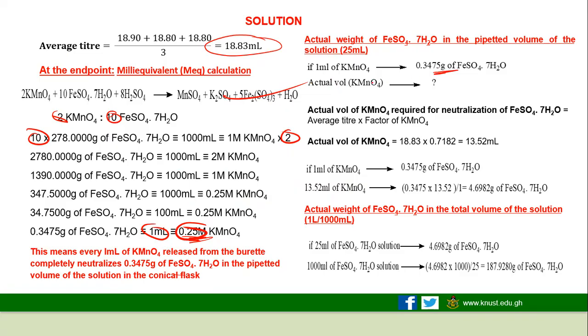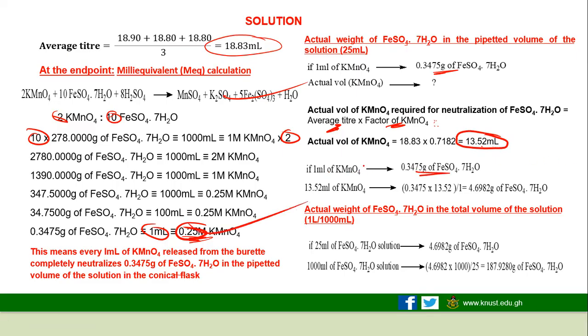Then the actual volume of KMnO4 reacts with what? The actual volume of KMnO4 will be the average titer times the factor, and that gives me 13.52. We get the factor from the standardization procedure, and it was given to us because we didn't do the standardization in this case. Good. So my actual volume is 13.52.